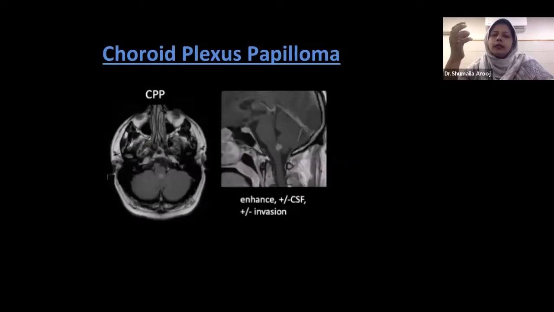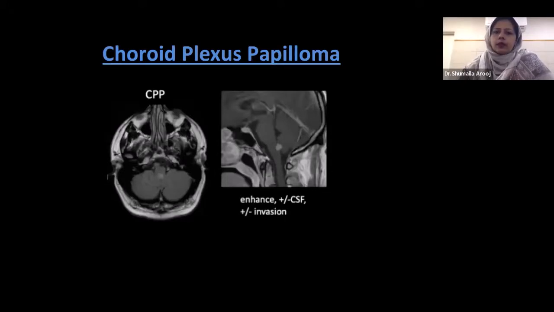It is basically picked up due to overproduction of CSF. So it enhances homogeneously because choroid plexus is an intensely vascular structure, and the lesions of choroid plexus will also show intense homogeneous enhancement. And there can be signs of raised ICP in these patients as well, because these patients have excessive CSF production. If there is associated invasion, then you have to consider choroid plexus carcinoma.